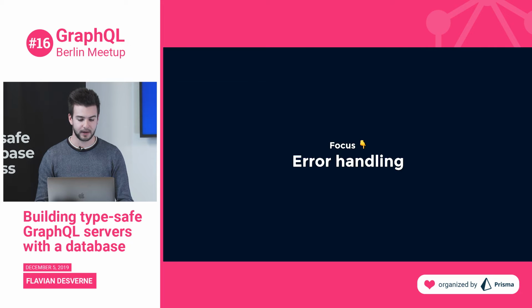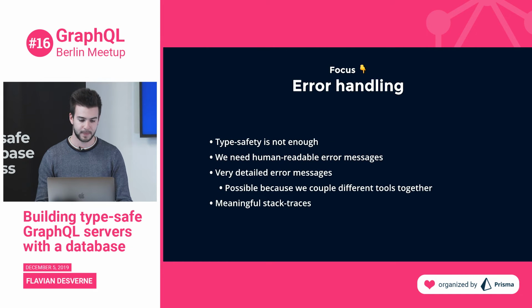Last but not least, error handling. Type safety is important to make sure that it doesn't break at compile time. But still, more often than not, the errors that are raised by the type system are super cryptic. It doesn't really help you understand what's going on unless you really know what you're doing. And so what we need is human-readable error messages. We need very detailed error messages.